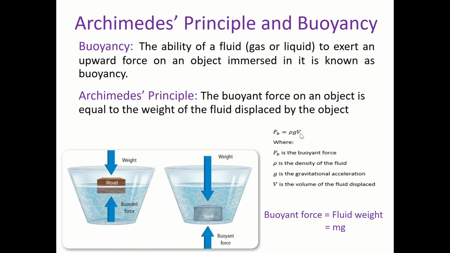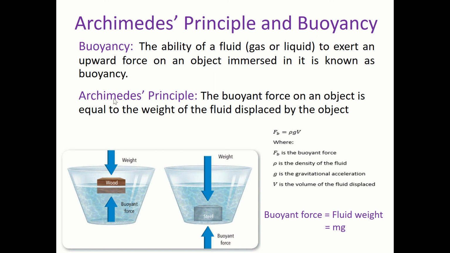And what is V? V is the volume of the object immersed inside the fluid, or it is the volume of the fluid displaced. Both are okay because the object will displace, will remove, a certain amount of the water or of the fluid exactly equal to the volume of the object. So please try to memorize this equation. It says Fb equals rho multiplied by g multiplied by V.